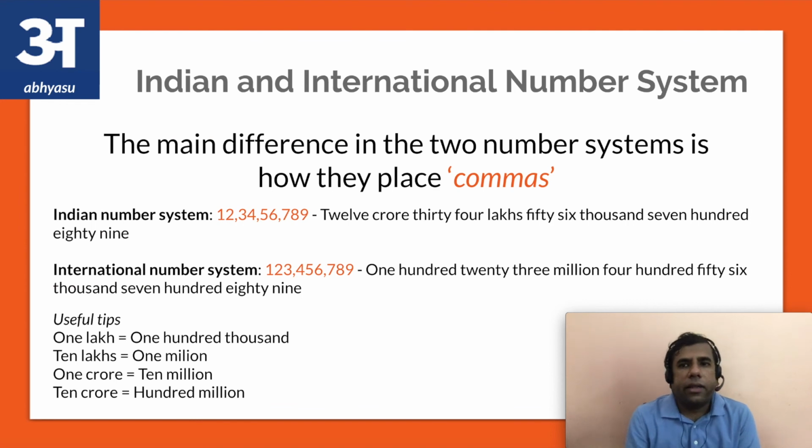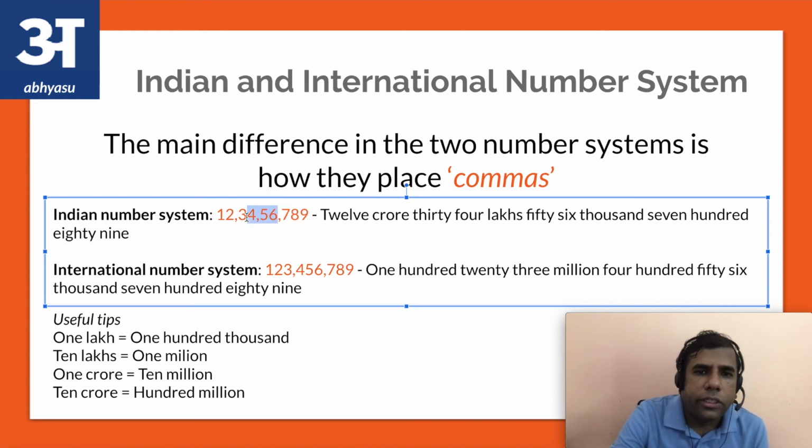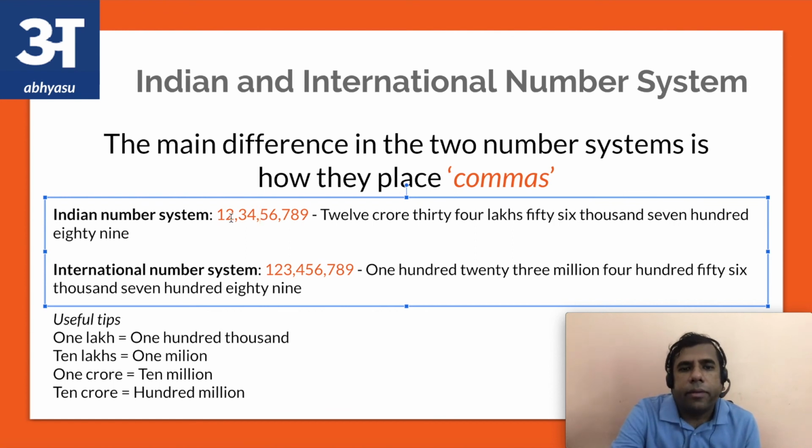Quick revision of Indian and international system. So the main difference between the two systems is how do we place commas. In the Indian system, the commas are after the last 3 digits and every 2 digits after that. While in the international system, the commas are after the last 3 digits as well as every 3 digits after that. That's the main difference. And then the periods are called different, right? Like, so there is crores and lakhs in Indian system, while there is millions and hundred thousands in the international system.